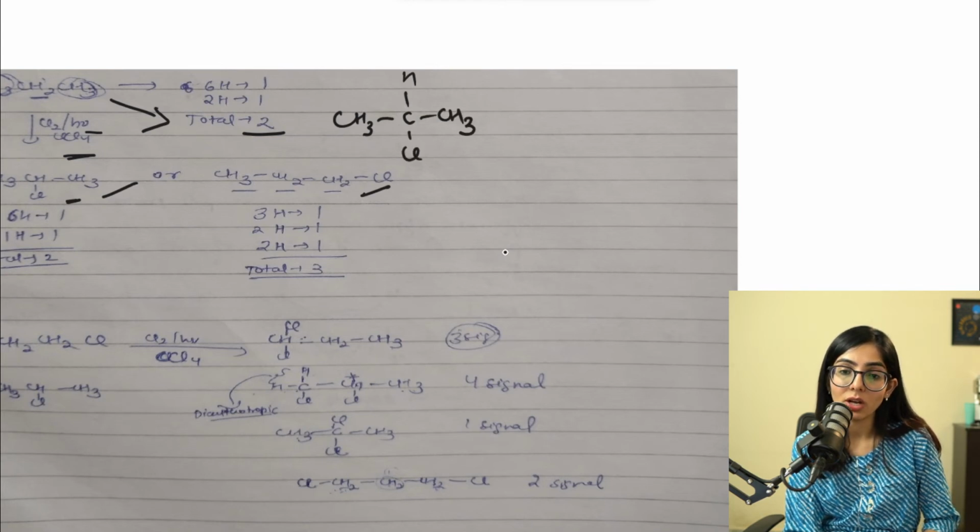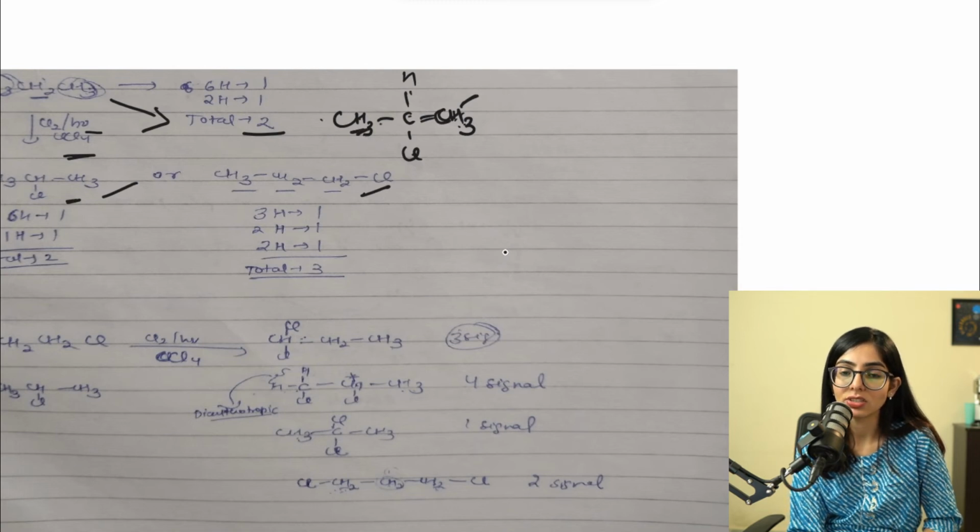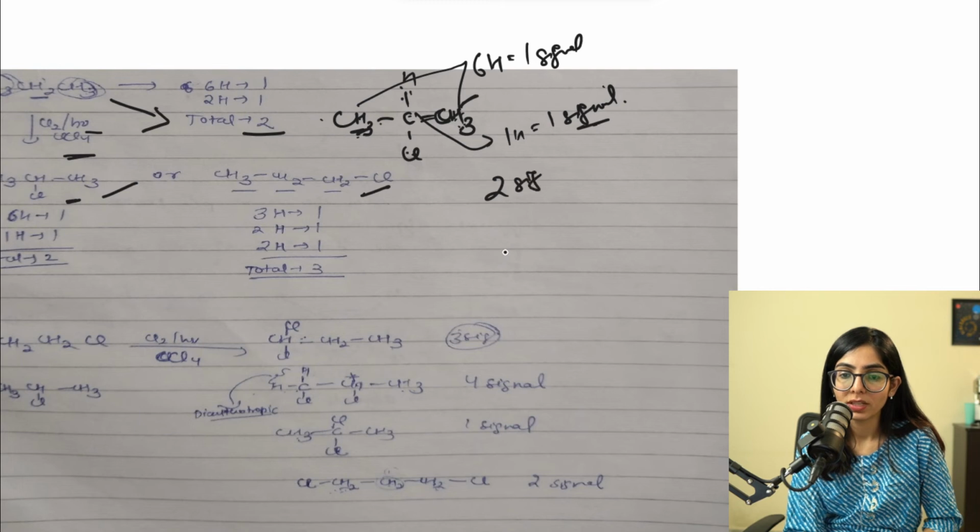So can you tell me now how many signals it will be having? Guys, it's the same. These 3 hydrogen is connected to C, CH, Cl. These 3 hydrogen is connected to C, CH, Cl, and then CH3. So these 6 hydrogen, they will be giving one signal. And this 1 hydrogen will be giving one signal. So they are having 2 signals in total. Clear? Let's just take another example.